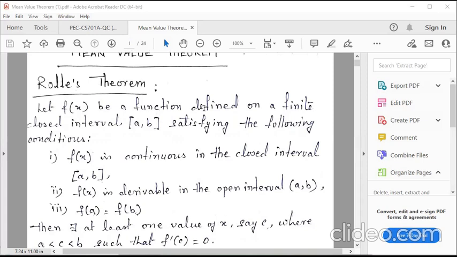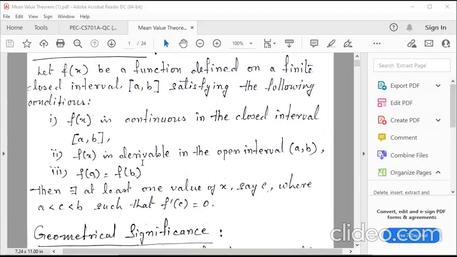The statement is saying that if f(x) is a function defined on a closed interval [a, b], where a and b are constant numeric quantities, and satisfying the following conditions. First, f(x) is continuous in the closed interval. Second, f(x) is derivable in the open interval. And third, f(a), the value of the function at the point a, and f(b), the value of the function at the point b, are equal.